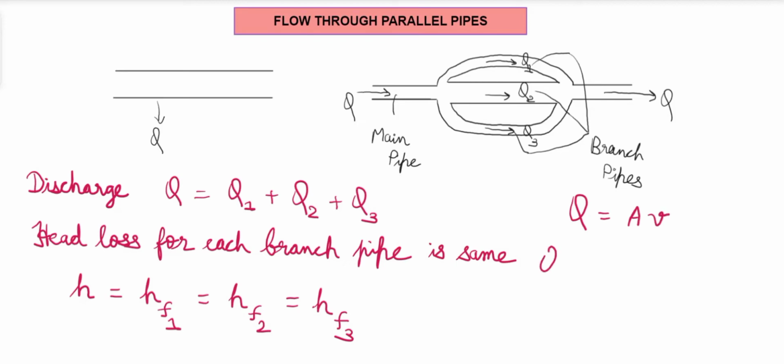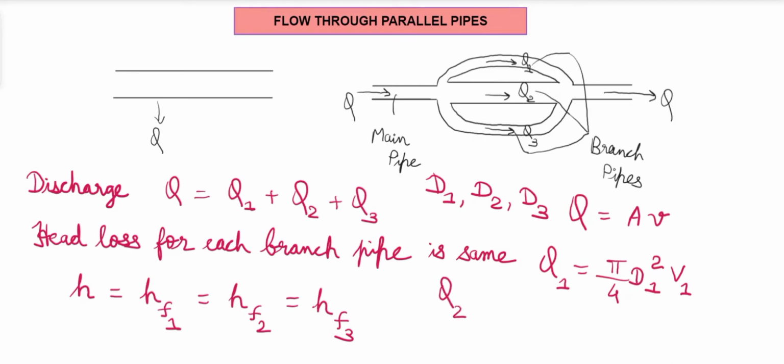Firstly, let's use the continuity equation, which is Q is equal to area into velocity. Area is pi by 4 d square into V. Here I'm saying that the diameters of the branch pipes are d1, d2 and d3, and the velocities are v1, v2, v3. Same way we'll be having Q2, which will be equal to pi by 4 d2 square into v2. Then Q3 will be equal to pi by 4 d3 square into v3.